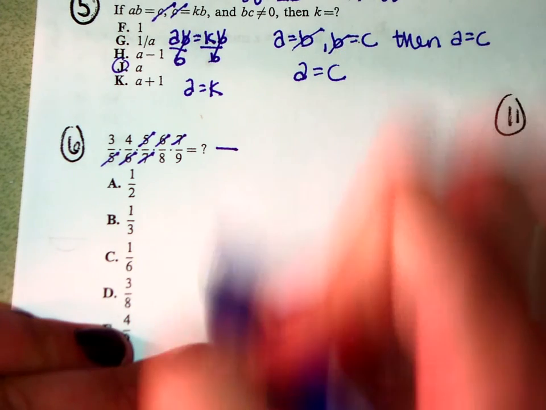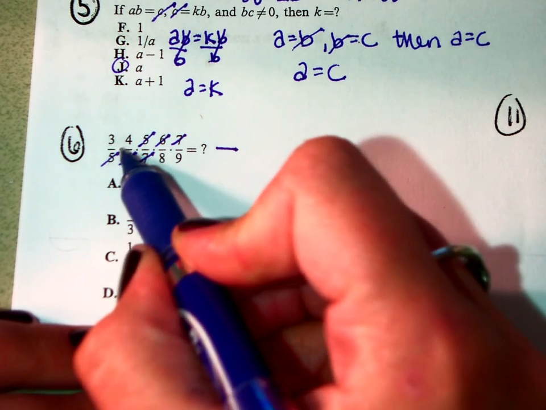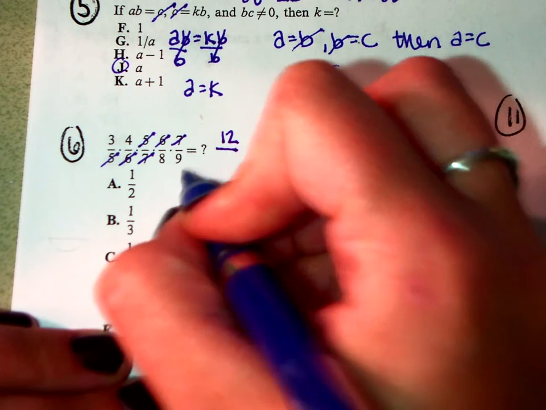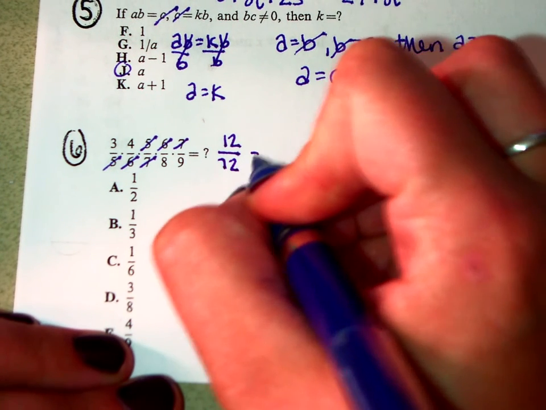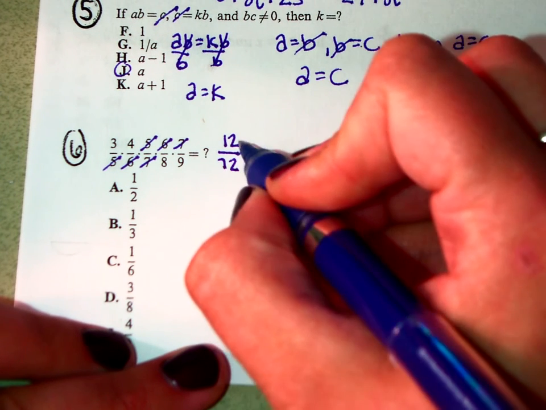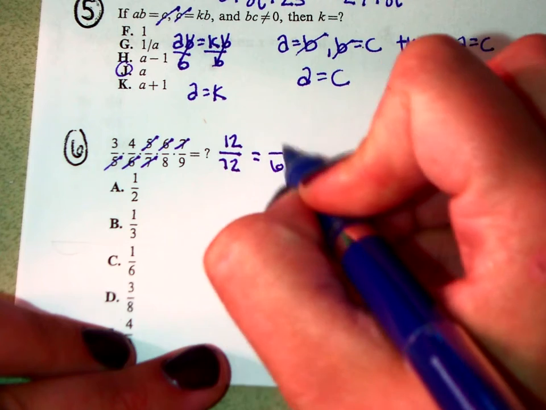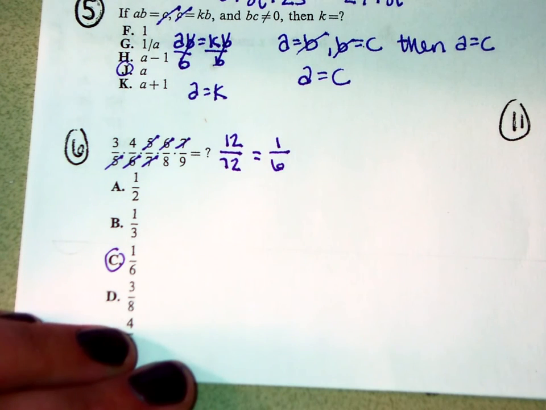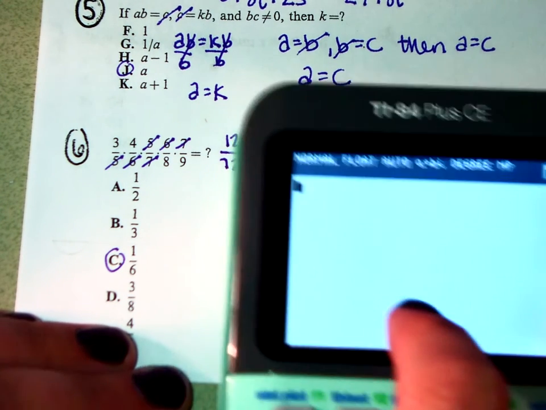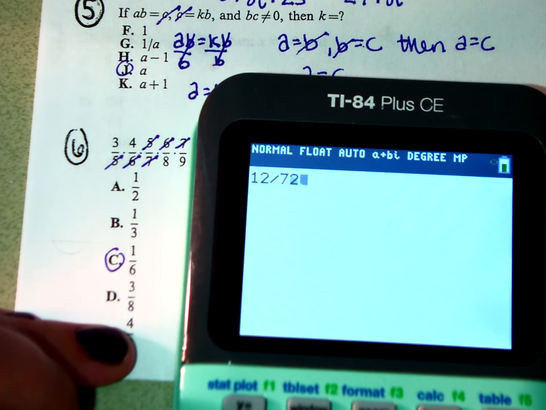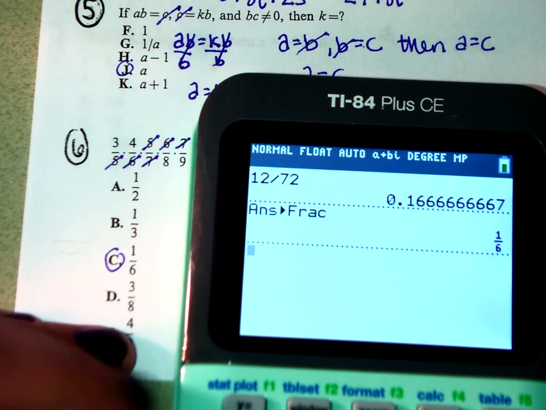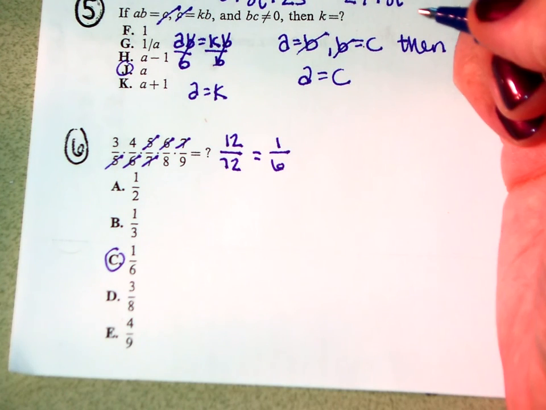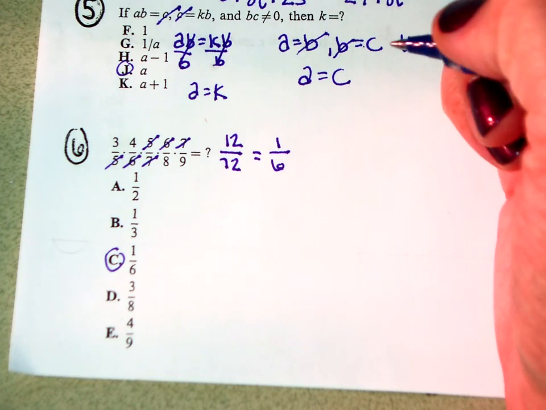So now I'm going to multiply. Top times top, so 3 times 4 is 12. Bottom times bottom, 8 times 9 is 72. Now, if you don't know off the top of your head that 12 goes into 72 6 times, then that is totally okay. Your calculator is a great tool to reduce fractions for you. So right here, I'm going to do 12 divided by 72, math enter, and it will automatically do it for me. So if you don't know that in your head, totally fine. It still works, so my answer is C.